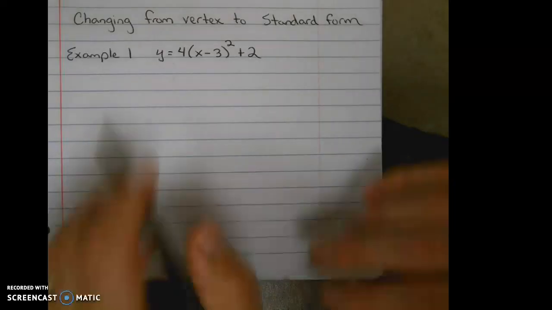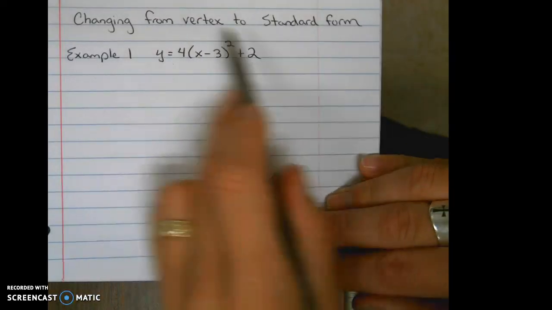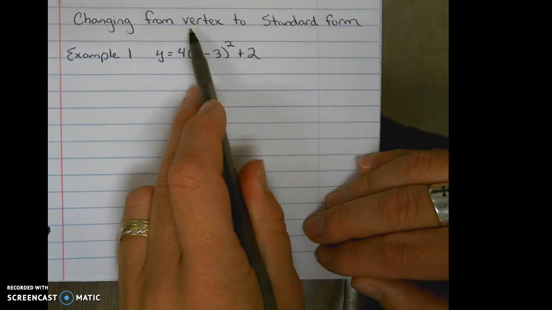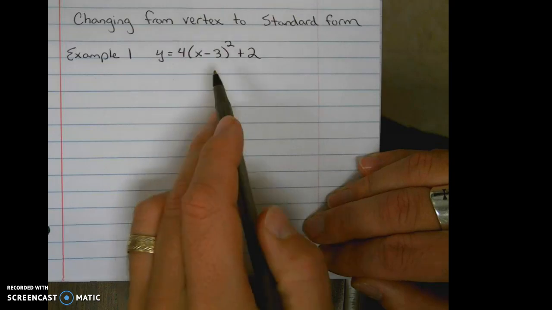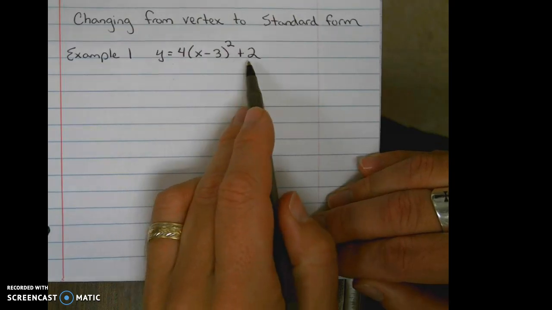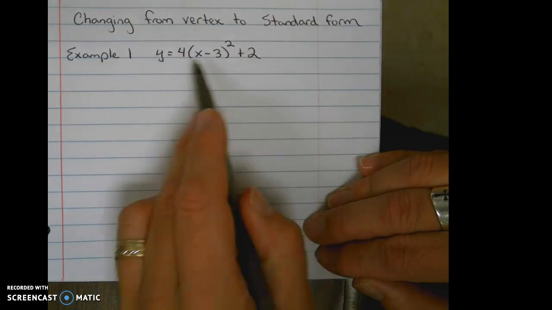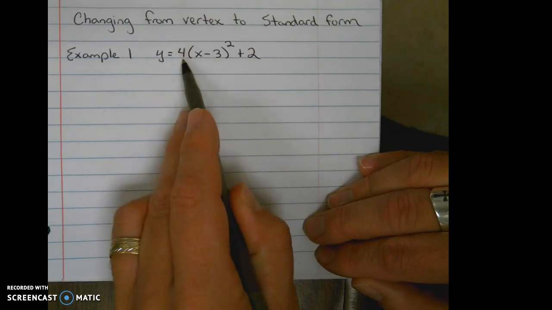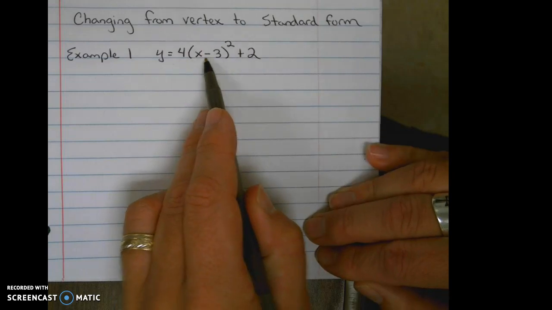Today's lesson is on changing from vertex form to standard form. So remember, vertex form gives us the vertex. In this case, it would be 3, 2. This also has a vertical stretch since our a value is greater than 1. So we want to go to standard form.